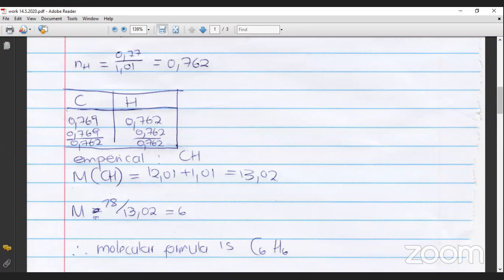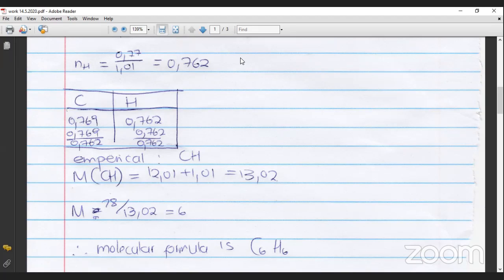Because in our question we were already given the molar mass of the substance, to get the molecular formula you take the molar mass of the substance divided by the empirical molar mass, which is the one we calculated here. You divide it and it gives you a 6. You always go to the nearest whole number. Then, because this was 1 and this was 1, the molecular formula is going to be C6H6. I hope that everybody understands.